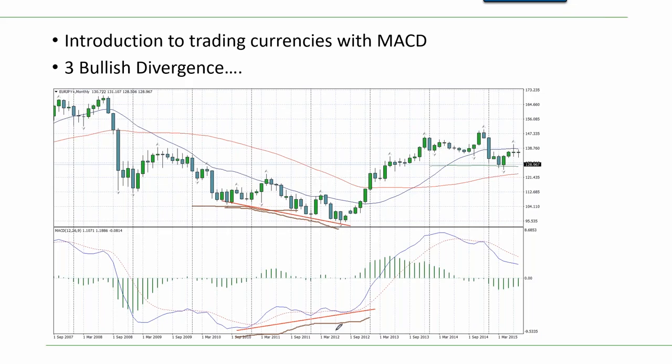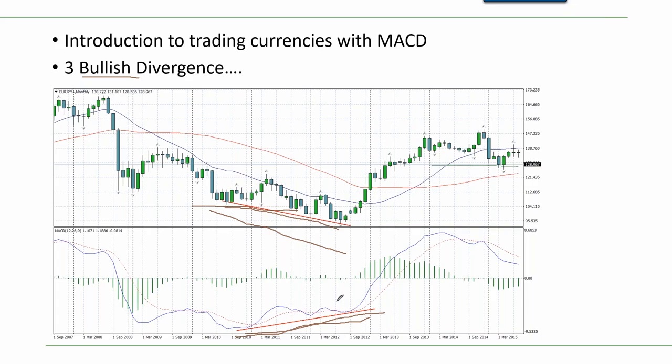If price is moving to a lower low, I'd be expecting the MACD to also be moving to a lower low. But hopefully you can see here on the traditional MACD at the base that actually it doesn't. As price makes a lower low, the MACD is making a higher low. It doesn't follow through. There is divergence between what price is doing and what the MACD indicator is doing.